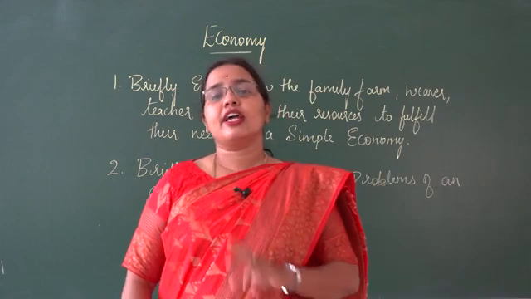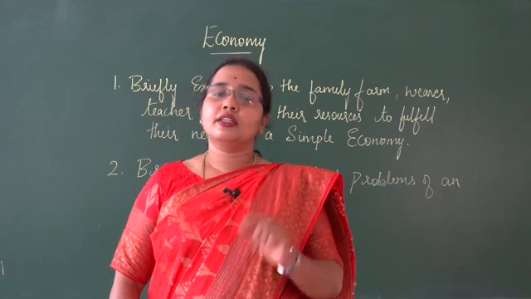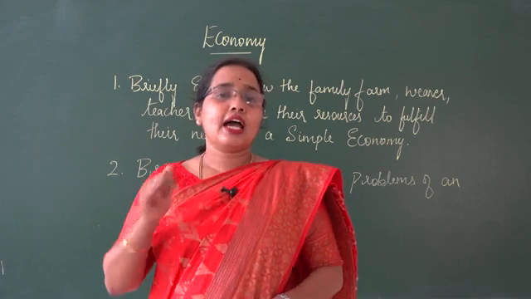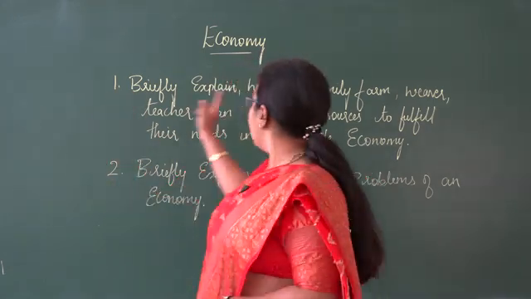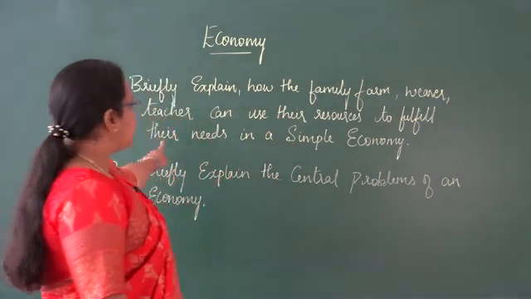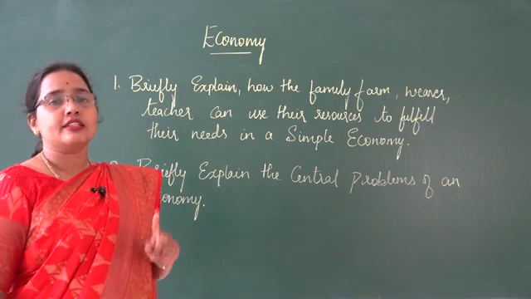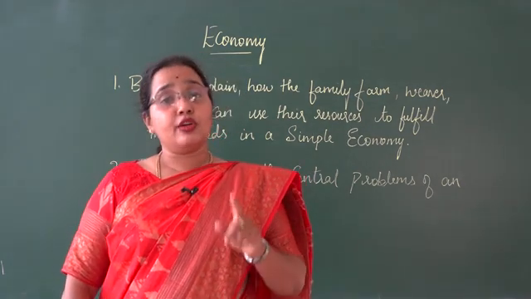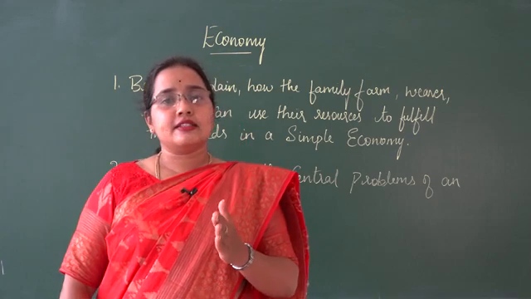Students, as you know very well, we have come across two topics. One is the working of a simple economy, the other one is central problems of an economy. Based on these two topics, I am giving you an assignment with two different questions, and those are: briefly explain how the family farm as well as a weaver and teacher can use their resources to fulfill their needs in a simple economy. This is to be explained for 4 marks, and based on the explanation I have given, and also you can download the textbook from the internet, you can write 12 sentences as an assignment.